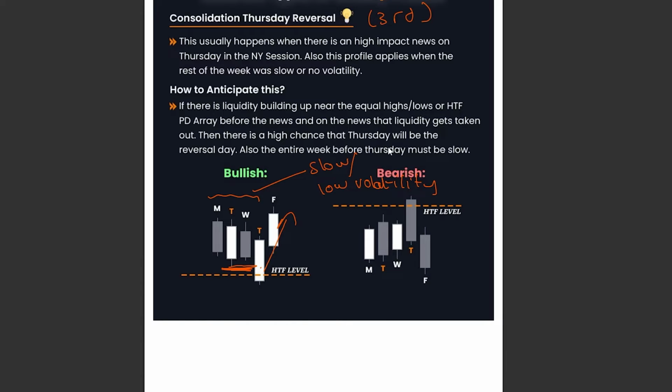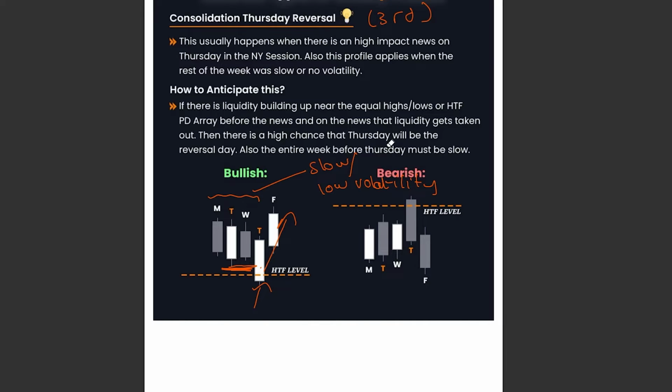There are only two important things to remember regarding this profile. Firstly, the first 3 days must be slow or low volatility. Secondly, you must identify a higher time frame level whose stops are taken on the red folder news on Thursday and price closes back inside the higher time frame level, and then you can long.